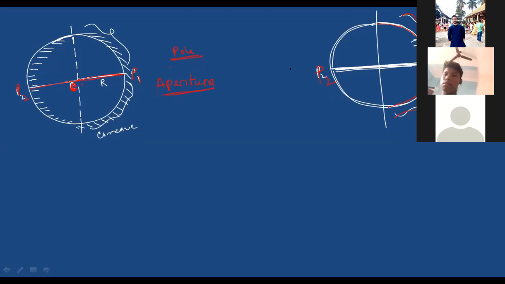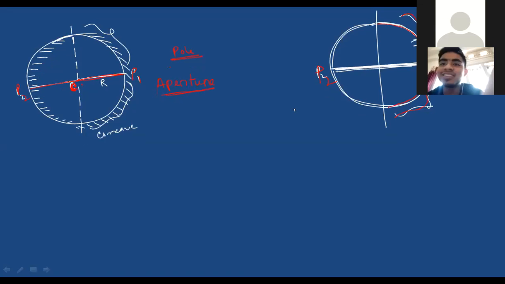Achha. So one term is aperture. What do you mean by aperture? See this one. The part of a spherical mirror exposed to the incident light is called the aperture of the spherical mirror. In other words, the part of a spherical mirror exposed to the incident light.